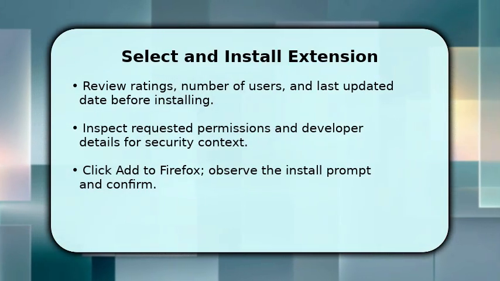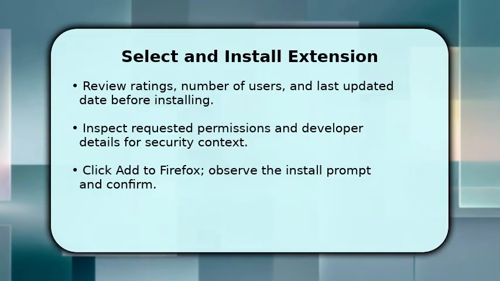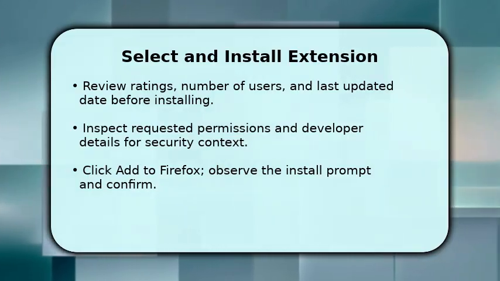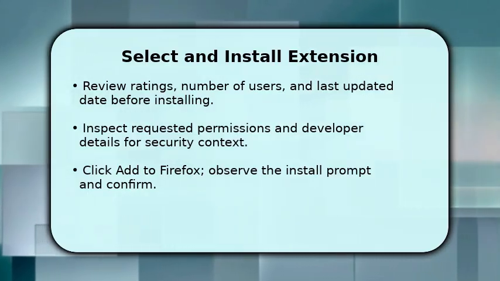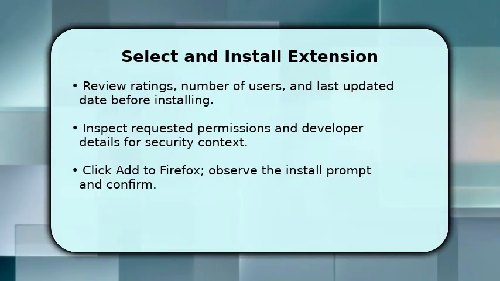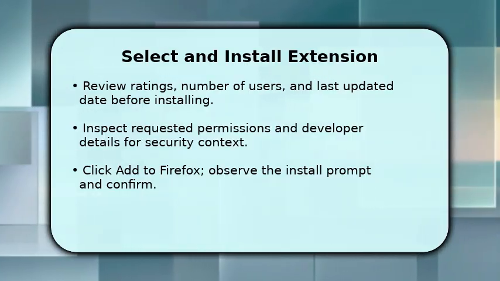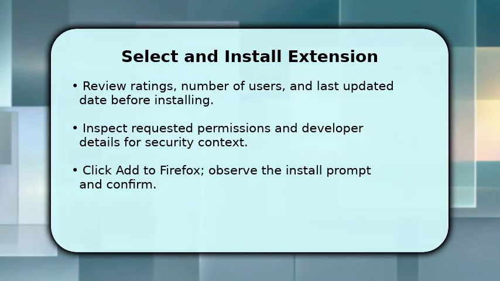Next, pick the extension and read the description, ratings, and recent update notes so you understand functionality and maintenance. You should inspect the permissions list to know what the extension can access. This protects your privacy. After that, click Add to Firefox and accept the install prompt.